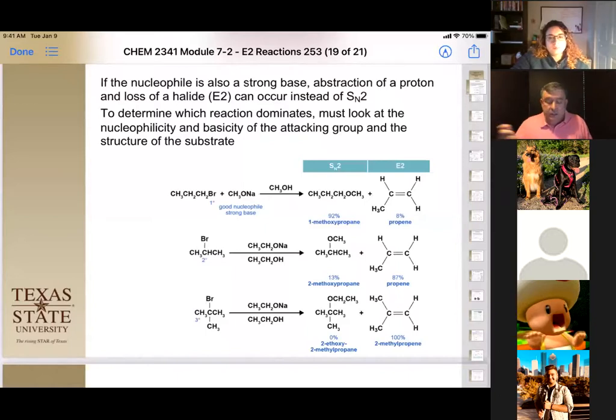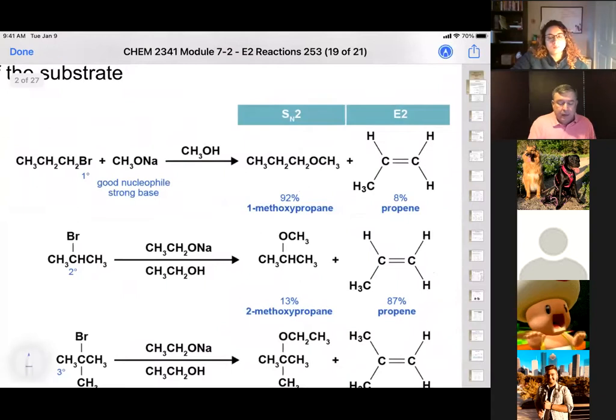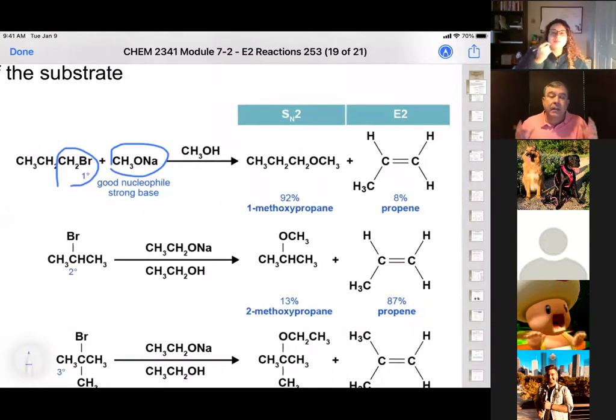So if we look at the first substrate here, we have our primary alkyl halide right here. We have a good nucleophile and a strong base. So what we've done is we've taken that proton off of alcohol. Our alcohol has a pKa of 16, 17. So that means that this has a pKb of like -2. That makes it a very strong base, okay?